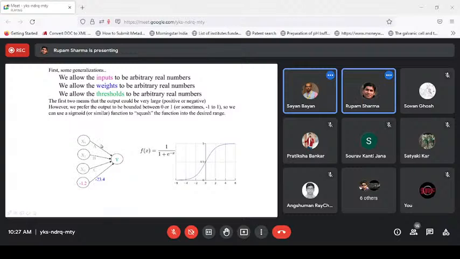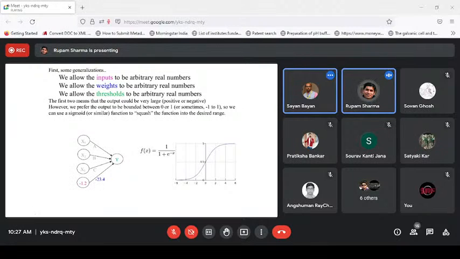For example, let's say you just have an output unit here, okay, and there are certain input units. Now when you look at this particular structure here with 4 input units and an output unit, then we have certain considerations. What could be the considerations? We are assuming that the inputs could be arbitrary real numbers. Okay, let the input be arbitrary real numbers.